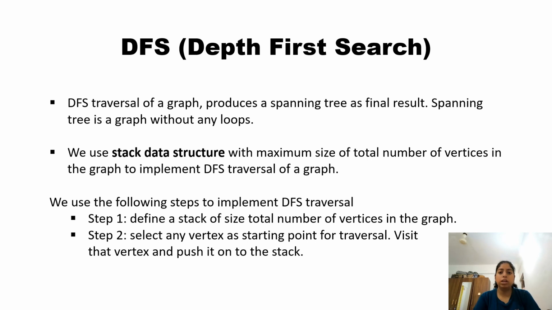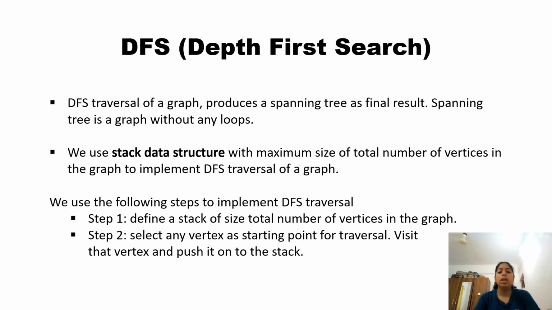DFS traversal of a graph produces a spanning tree as the final result. Spanning tree is a graph without any loops. We use stack data structure with minimum size of total number of vertices in the graph to implement DFS traversal of a graph. We use the following steps to implement DFS traversal.